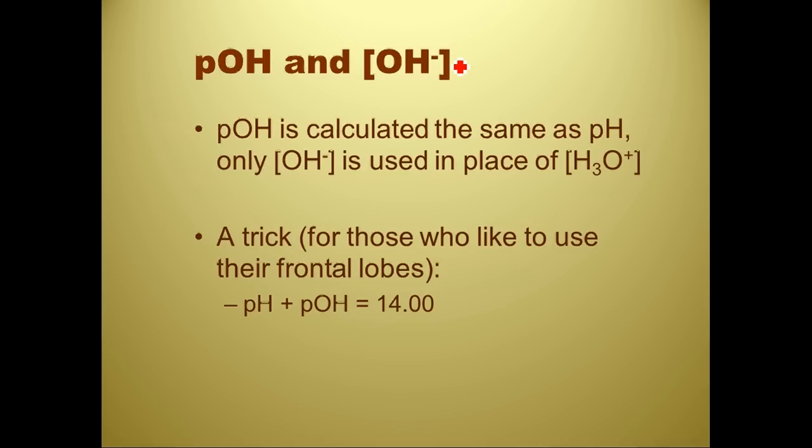All right. Here's the other thing, guys. This is great for people who like to use their frontal lobes. pH plus pOH always has to equal 14. So that means if you got a pH of 12.00 and you want to know what the pOH is, do the math. What plus 12 equals 14? Yep, 2.00. All right, that should be it for today.